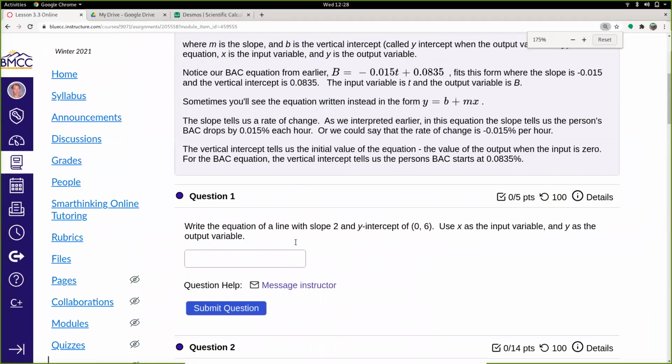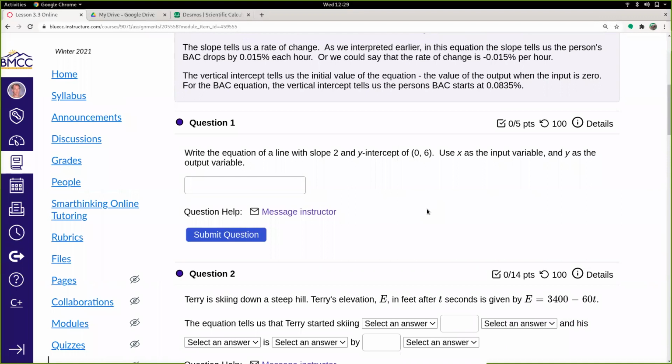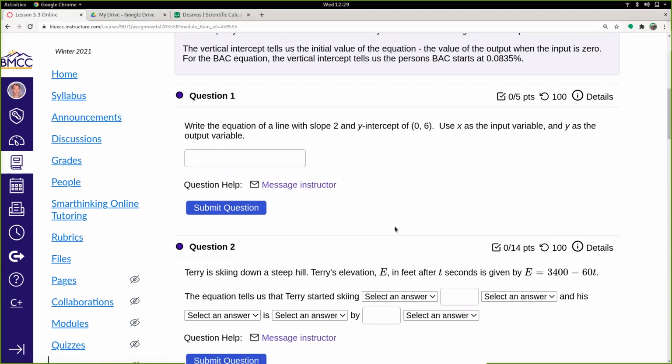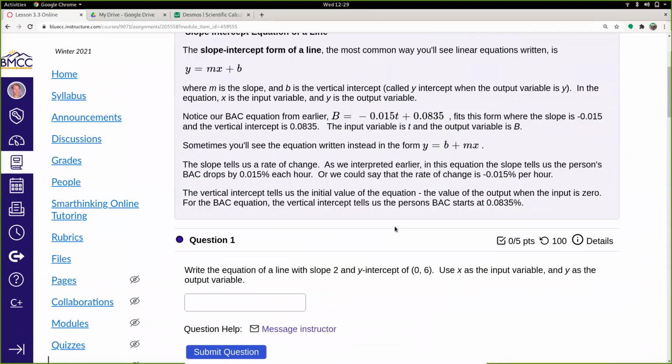And you guys have this, I think you have the same problem I do. Does anybody have their lesson 3.3 up in front of them? Mine says write the equation of a line with slope 3. Okay, so you have a slightly different number for question 1. But it does have the 0.6. Okay, yeah, so it's similar but different.